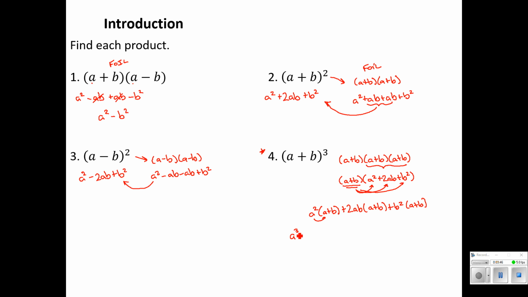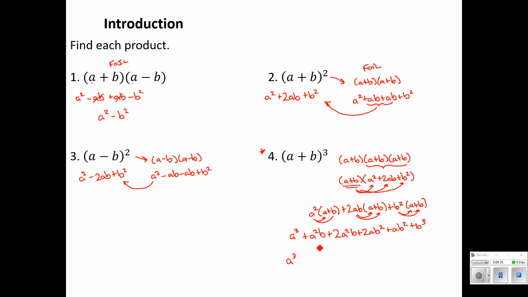So a squared times a is a cubed. A squared times b is plus a squared b. I'm going to keep the variables in alphabetical order when I multiply them together. If I have 2ab and I multiply in another a, that's 2a squared b. Then I've got plus 2ab squared, plus ab squared, plus b cubed. Just want to make sure that we handle every distribution there before we start combining like terms.